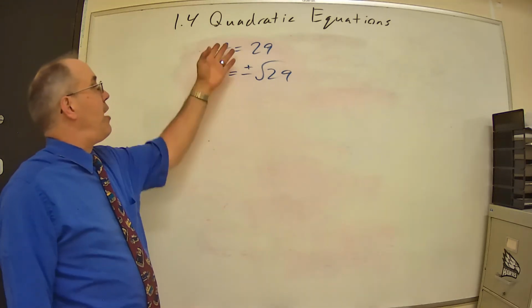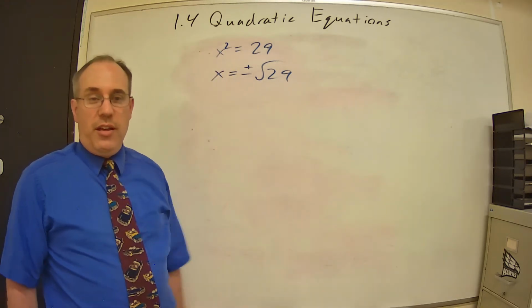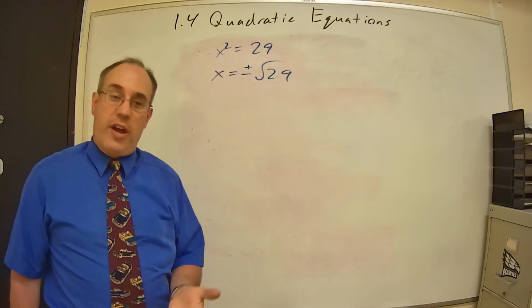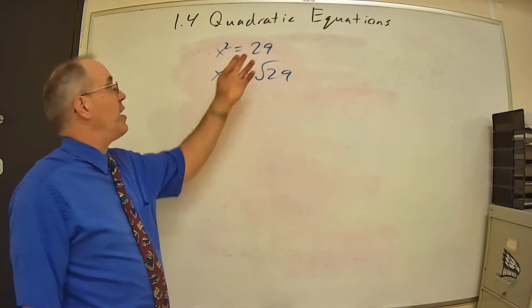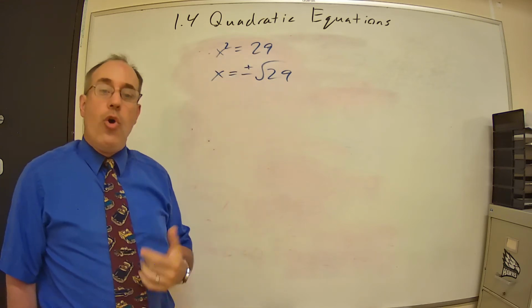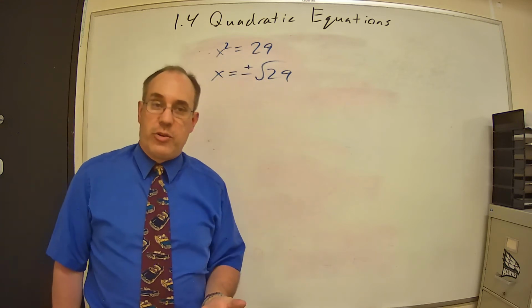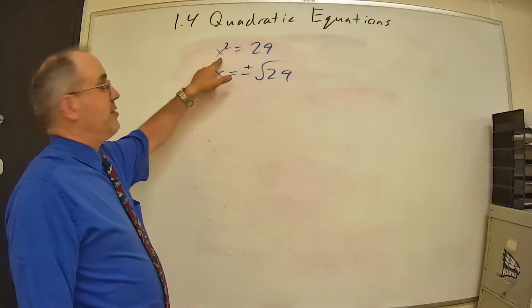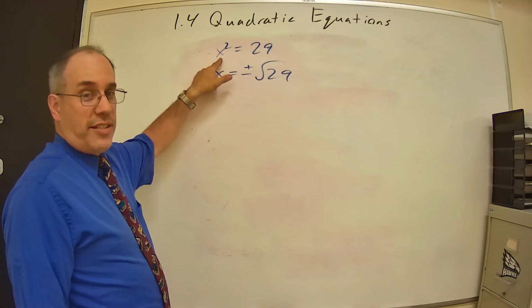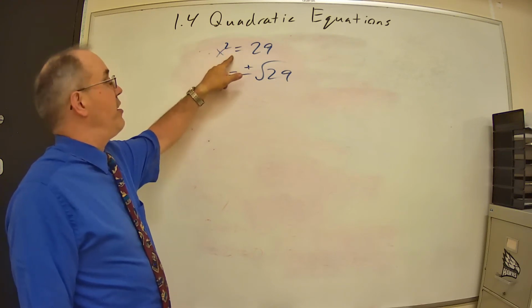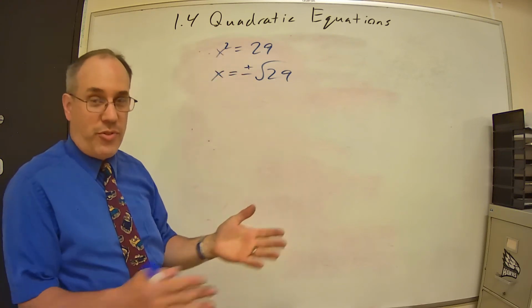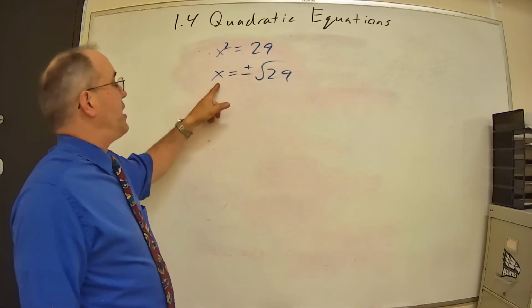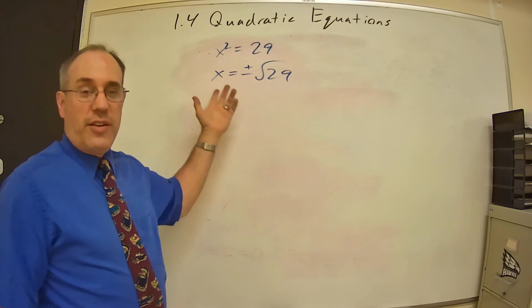If this came down to a question where we were saying the area of a square is 29, what is the length of one side of the square? Well then, remember the area of a square is just the length of the side squared, because all the sides are equal, so side times side, or in this case x times x, x squared. So if we take the square root of that, that's going to give us the length of a side.